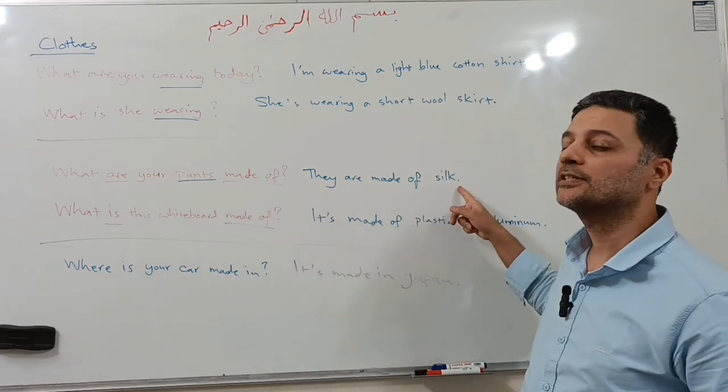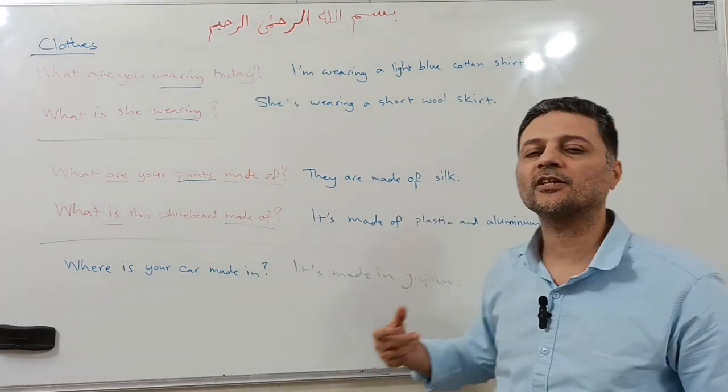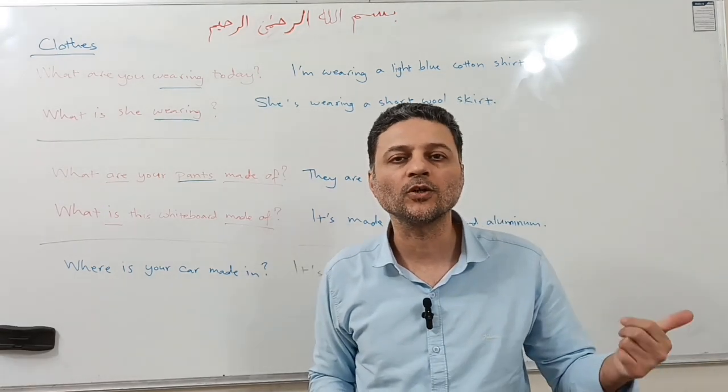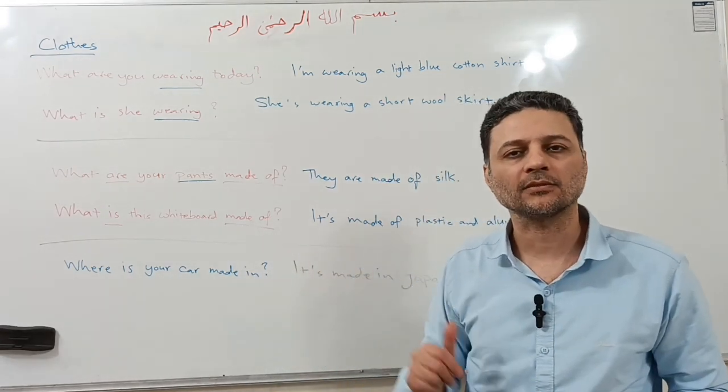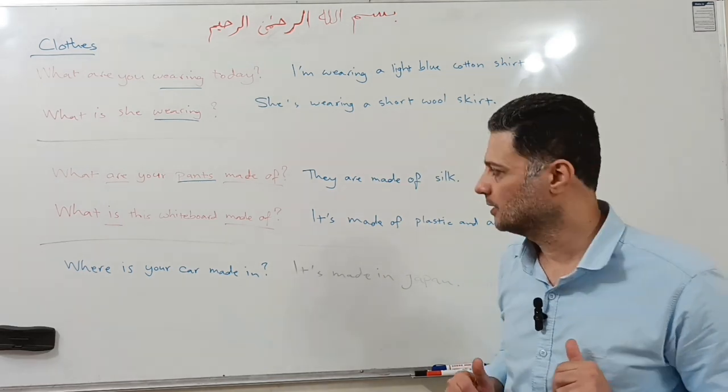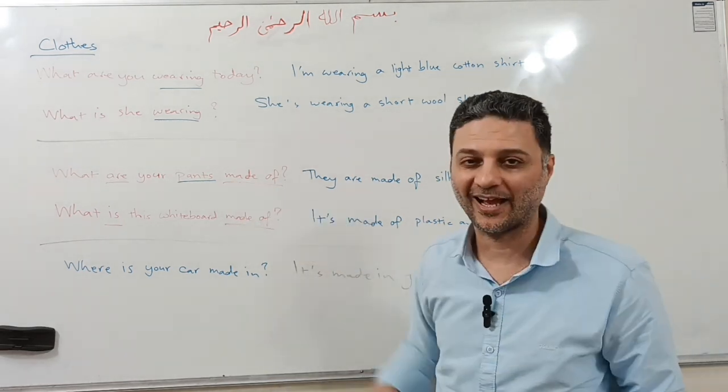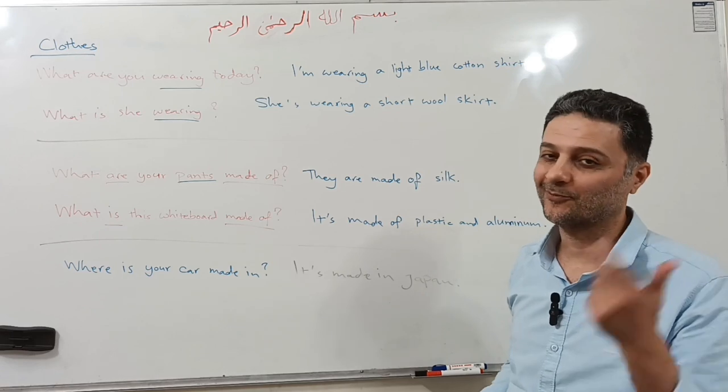They are made of silk. They are made of wool. They are made of wood. They are made of, for example, metal. They are made of gold, okay? So you can say anything. Of course, not for the pants. They are not made of gold unless they're rich.